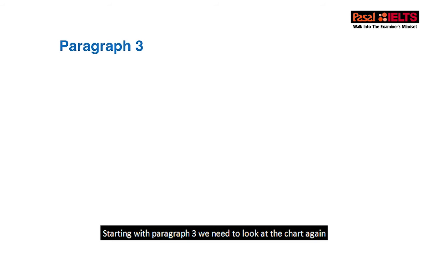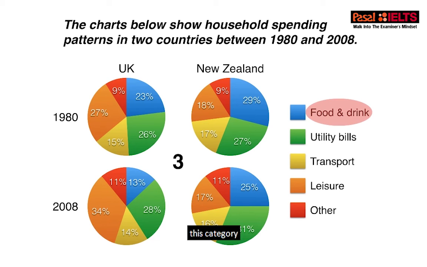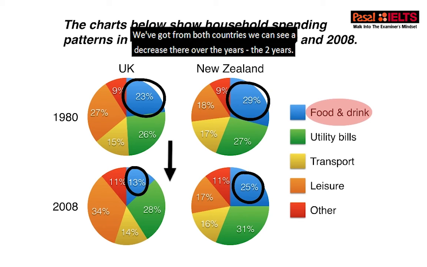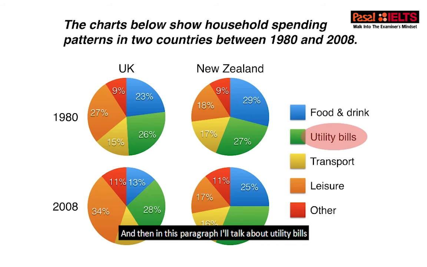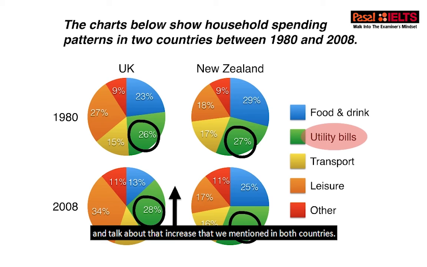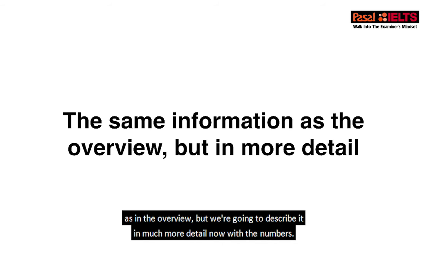Starting with paragraph 3, we need to look at the chart again and decide what to put in this paragraph. I'm going to start with food and drink, this category. And as we said in the overview, in both countries we can see a decrease over the 2 years. And then in this paragraph, I'll talk about utility bills and talk about that increase that we mentioned in both countries. Notice that what I've done there is I've chosen the same information as in the overview, but we're going to describe it in much more detail now with the numbers.